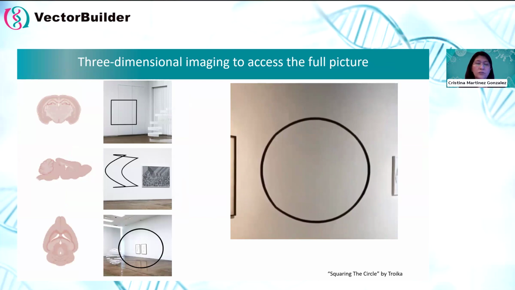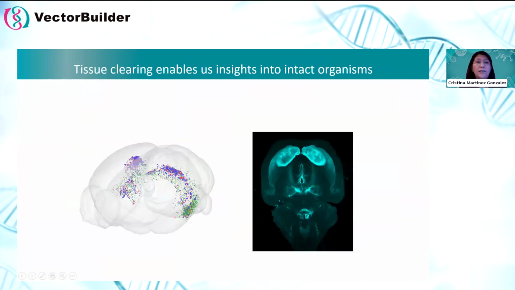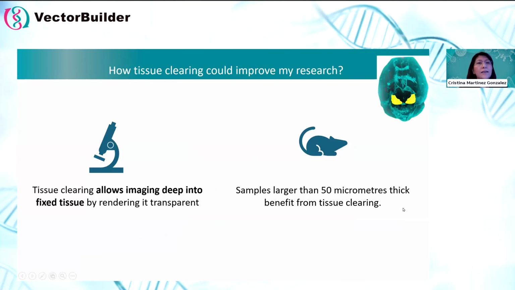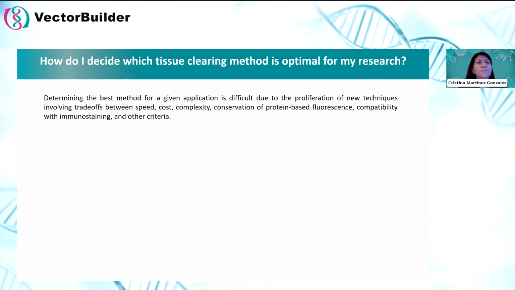Same with the brain. All our structures in the brain, we are used to seeing them in coronal planes, in sagittal planes, but you will always miss information unless you actually clear the tissue and look at it in its entirety. Tissue clearing will allow us to see intact structures, and intact organisms as well. Tissue clearing can improve your research in many ways because it will allow you to image deep into the fixed tissue by rendering it transparent. Basically, any sample that is larger than 50 micrometers in thickness will benefit from tissue clearing.